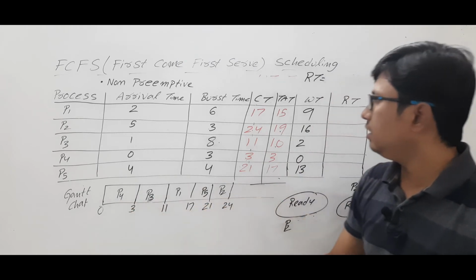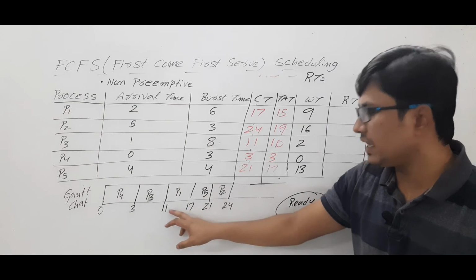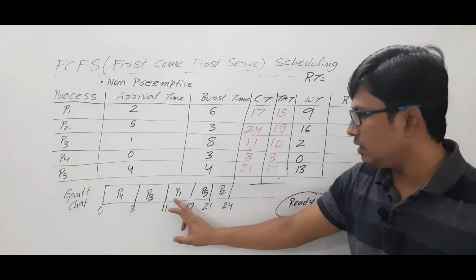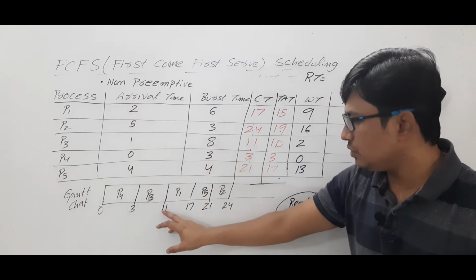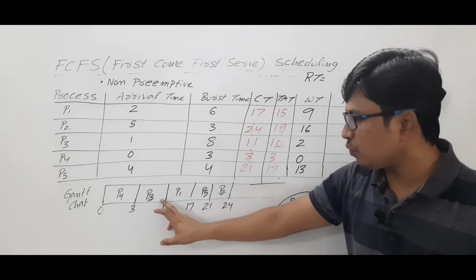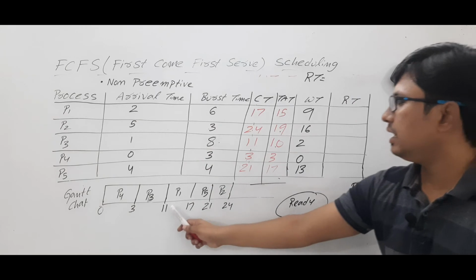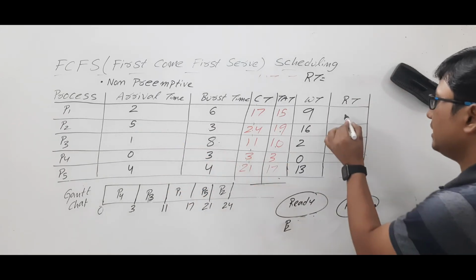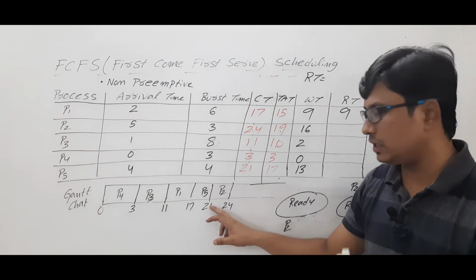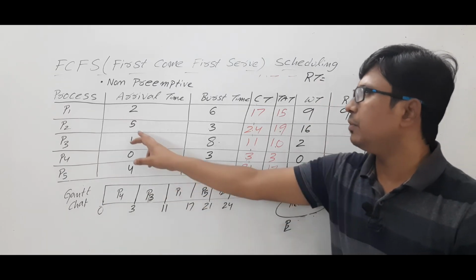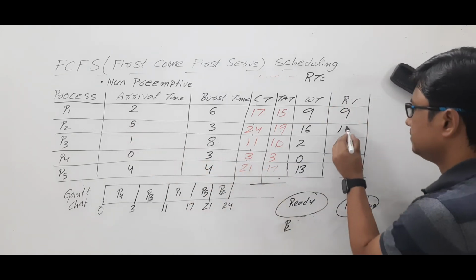Now look at the response time of process P1. It first arrived at the running state at 11 units of time, and look at the arrival time. So response time is nothing but when it first entered the running state minus the arrival time, which is 11 minus 2, which is 9. Look at process P2. Process P2 arrived at the running state at 21 units of time, but it arrived at the ready state at 5, so 21 minus 5, which is 16.